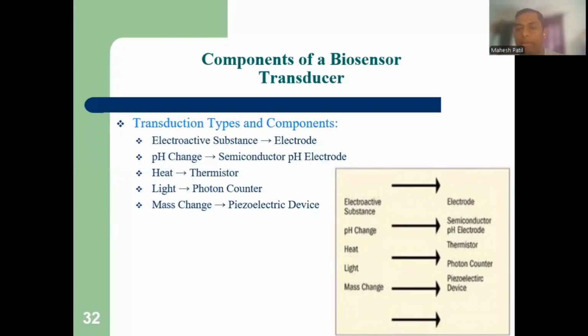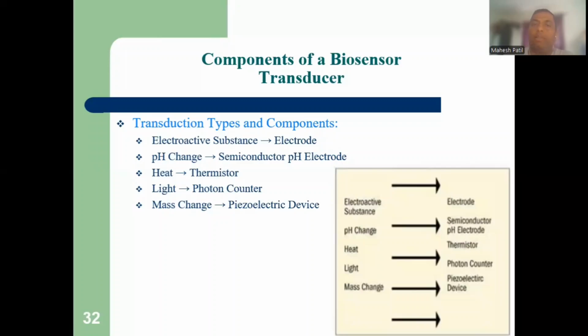So if I have a pH change of my solution, I may go with semiconductor based pH electrodes. If there is an electroactive substance, I may go with a basic electrode. If there is a change in mass before and after the reaction between the components, I may use a piezoelectric device, which works on the piezoelectric effect. If there is heat generated, then I may use a thermistor. For light, I may use photon counter detection.